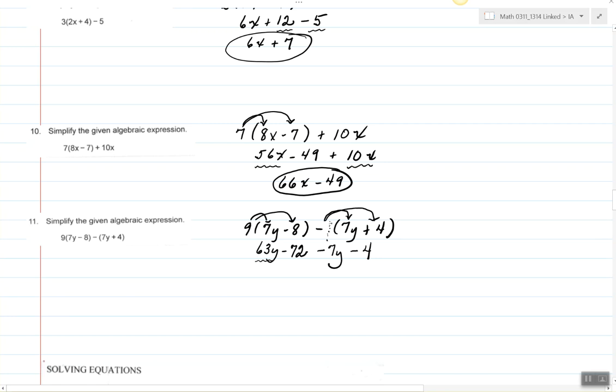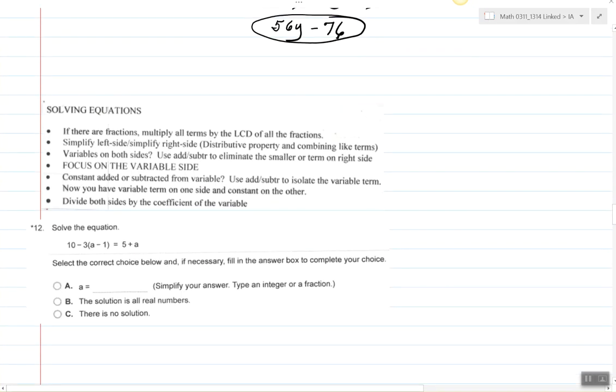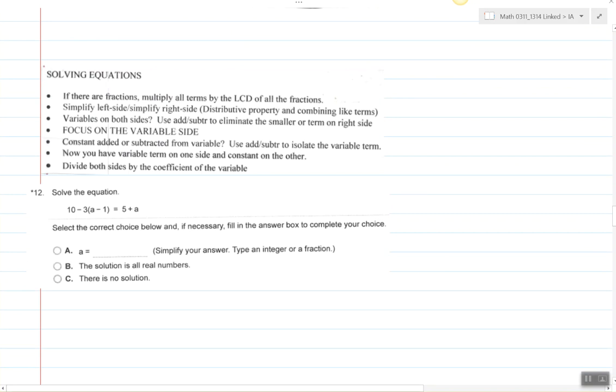Now, the y terms are like terms. Positive 63, negative 7 gives me 56y. Negative 72 and negative 4 gives me negative 76. So I distributed the property first and then combined those terms that were alike, and this expression is the simplified version of this expression. All right, the last problems that we're going to do in this lesson are solving equations.